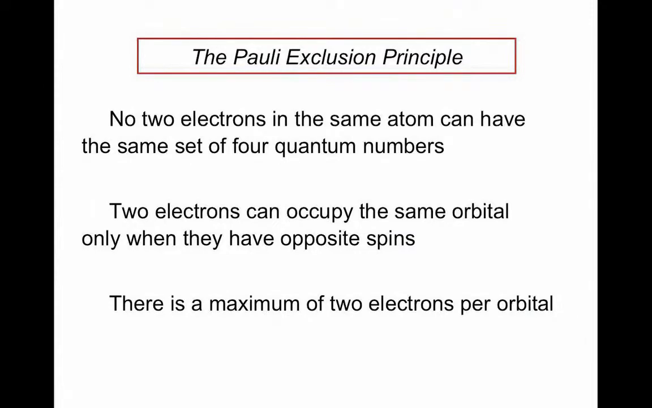Recall that the Pauli exclusion principle states that no two electrons can have the same set of quantum numbers. The consequence of this is that only 2 electrons and no more can occupy any given atomic and also molecular orbital, regardless of its shape.